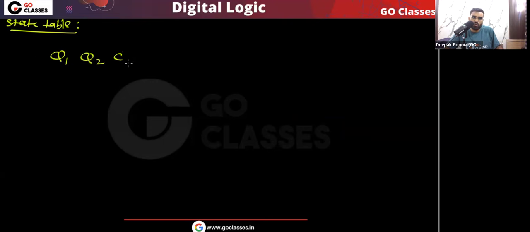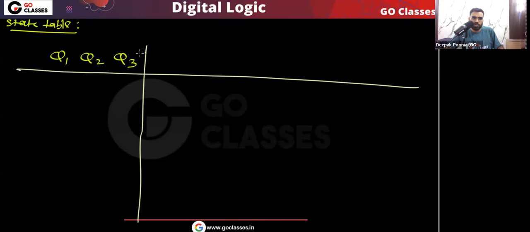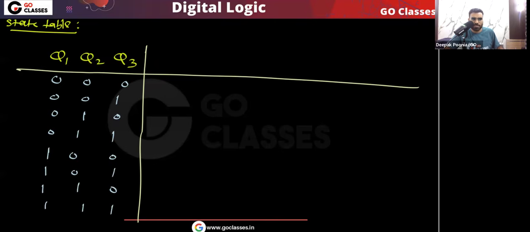So you can see Q1, Q2, Q3, and all possible present states you directly write. Because Q1, Q2, Q3, we have 3 bits. So in there will be total how many rows? Total 8 rows will be there. Or I can say, what are the possible present states? The possible present states are 0 0 0, 0 0 1, 0 1 0, 0 1 1, 1 0 0, 1 0 1, 1 1 0, 1 1 1. These are the possible present states.